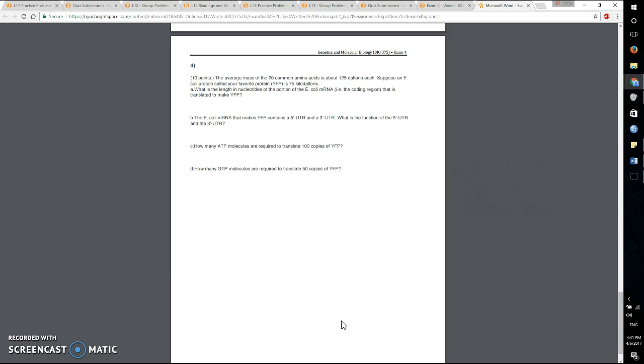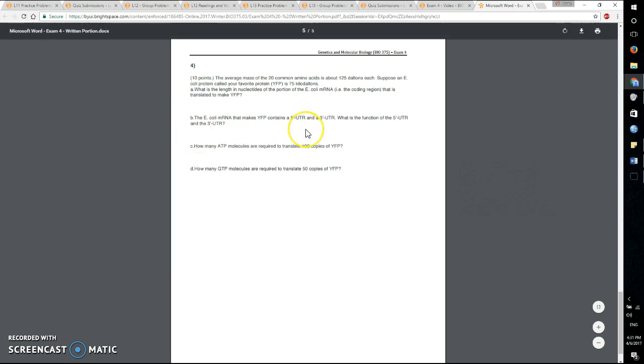And for D, for 50 copies, how many GTP? Well, you have 2 for initiation, 2 for elongation, and 1 for termination. So for 1 copy of YFP, you would have 120 GTP. 120 times 50 is also 6,000. So 6,000 GTP. Same answers for C and D, except for the triphosphate.